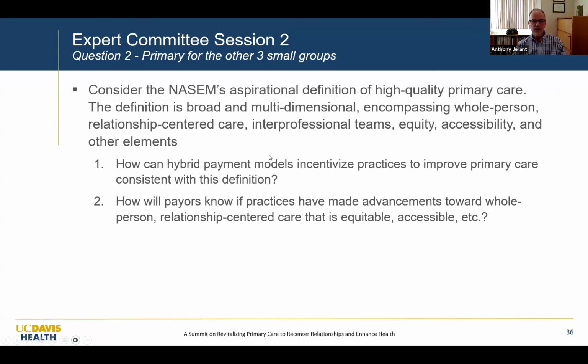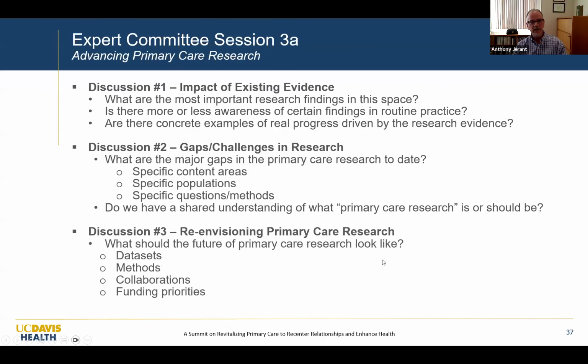And then there were 2 more questions, looking at how those hybrid payment models can incentivize practices consistent with the NASM definition especially, and how will payers know if they're actually doing it? So again, I'll get to the recommendations in just a minute, but those are the questions that group deliberated on.